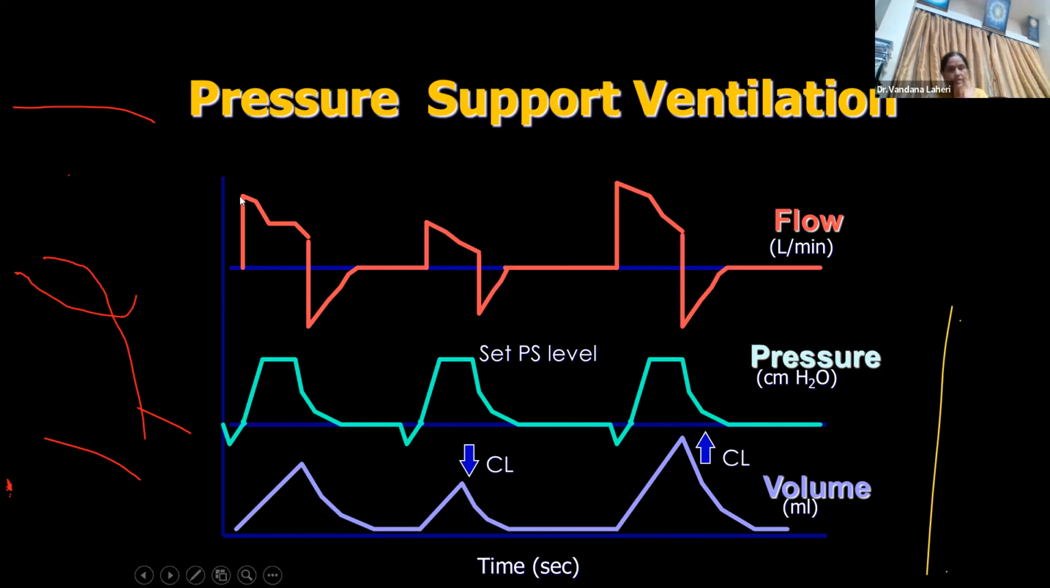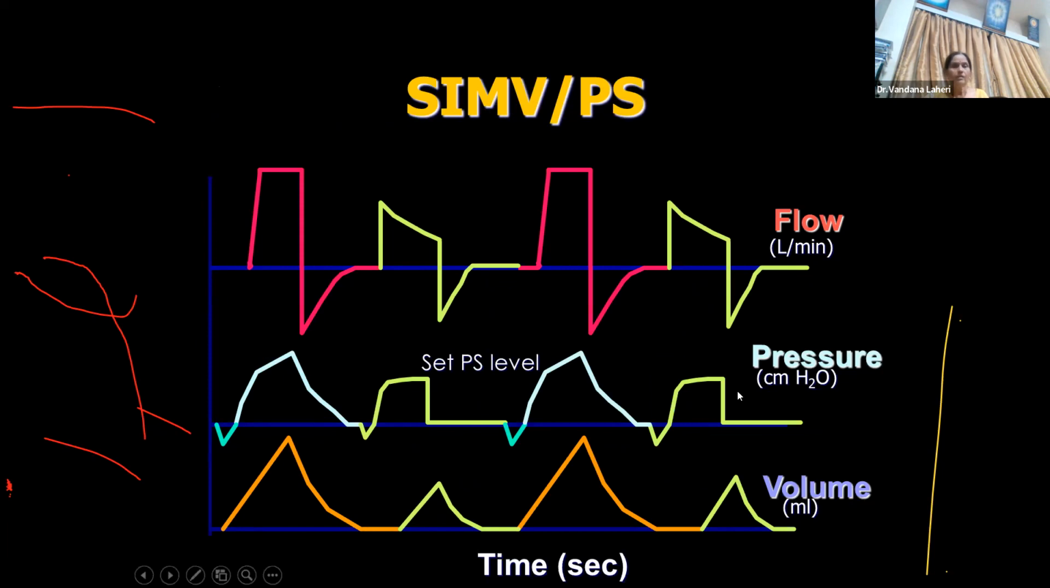Okay, here you can see. So this is called the flow cycling mechanism. This is a set pressure level, and depending on the compliance and the resistance, the tidal volume will keep varying on pressure support ventilation. Okay. Now, can you see what this is? This is SIMV plus pressure support.